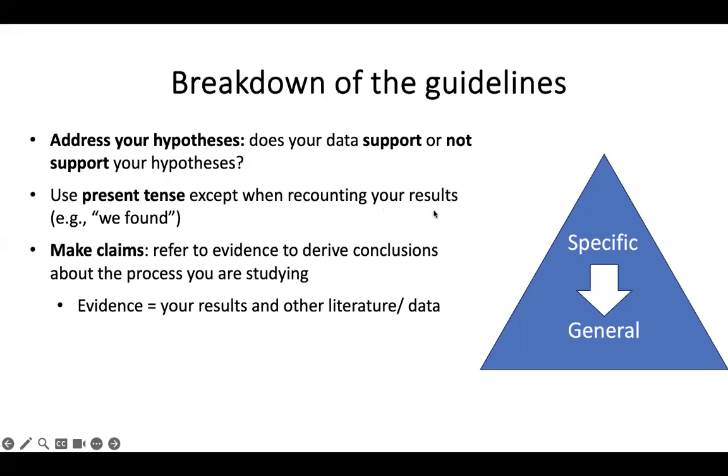Next, in your discussion, you should be making claims. Essentially, you should be interpreting your data and deriving conclusions about the process or the organism that you're studying. This means looking at specific results, like figures or parts of your results from your data, as well as other references, to make certain claims about the biology of your organism or maybe your field as a whole.